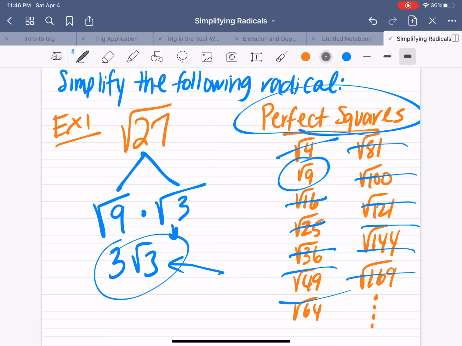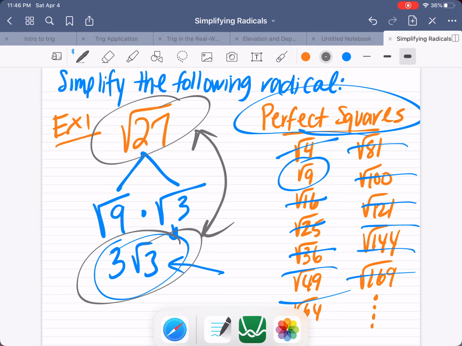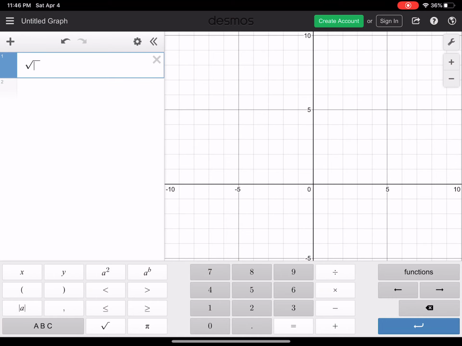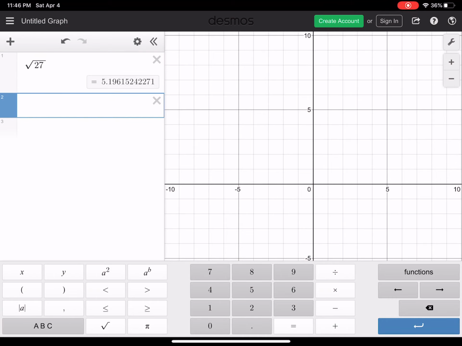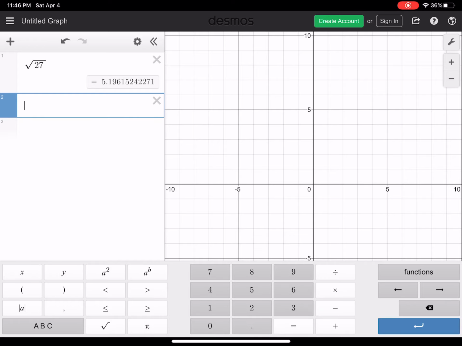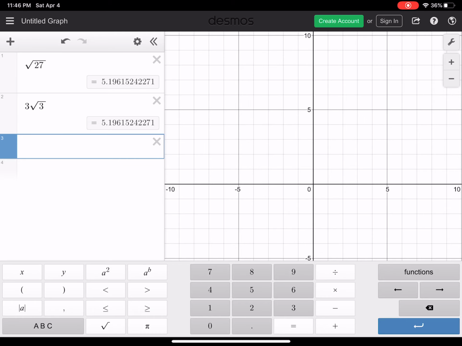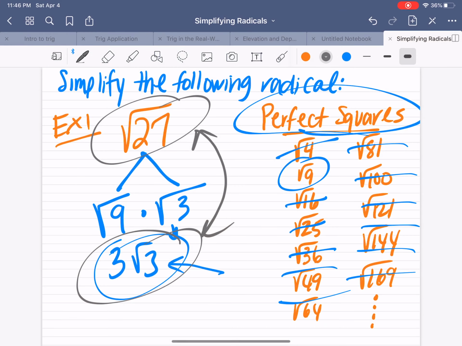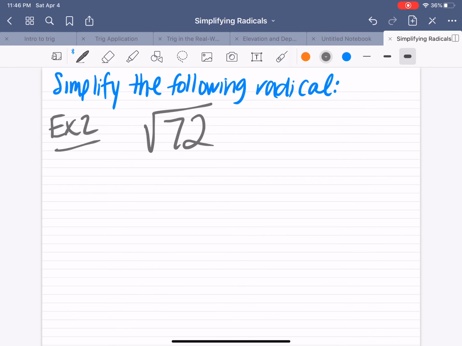So to check your work, we're going to use the calculator. Square root of 27 and 3 root 3 should be the exact same decimal. So let me check. Square root of 27 is 5.19. And 3 root 3 is also 5.19. Therefore, our simplification is correct. These two are equivalent.